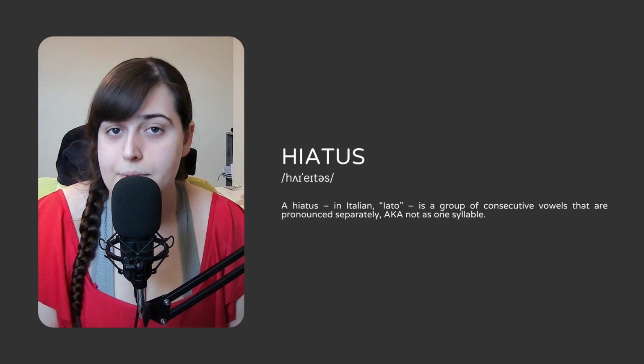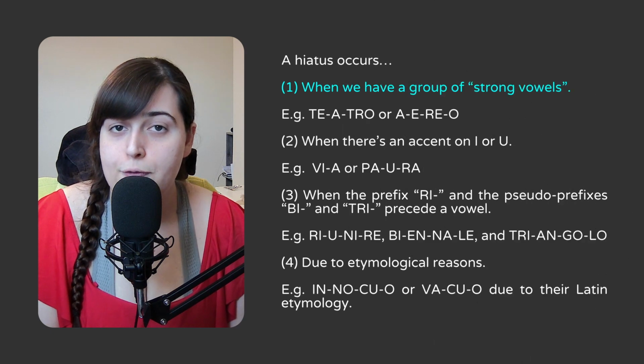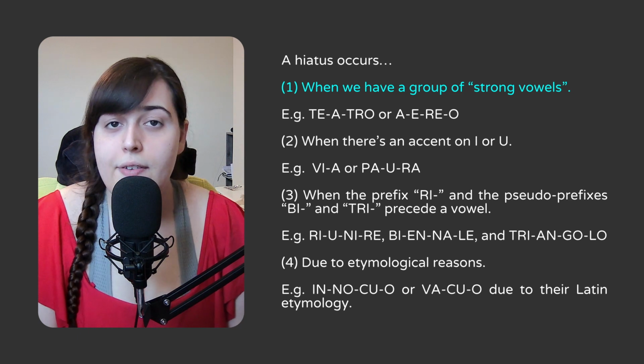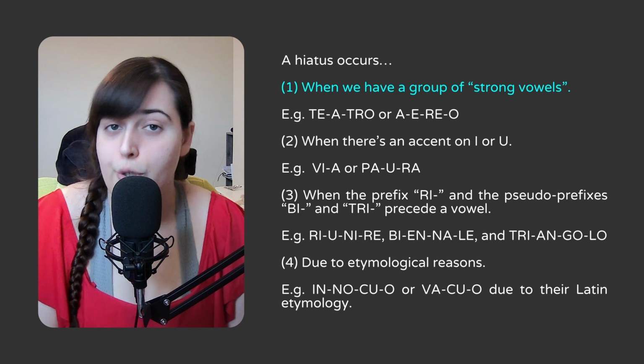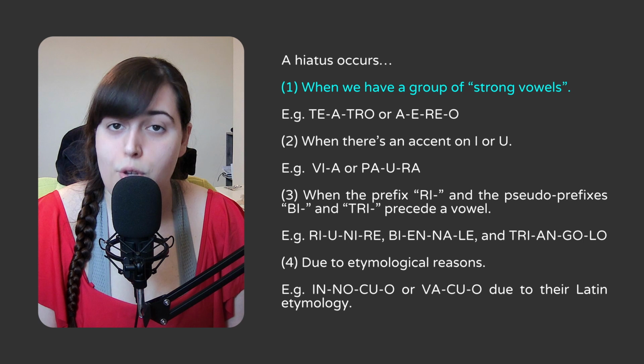A hiatus occurs in 4 cases. First, when we have a group of strong vowels, a, e, o. Remember, they are independent vowels and need nobody. They can even have their own syllable without any support of other letters, not vowel nor consonant. For example, teatro or a, e, re, o.